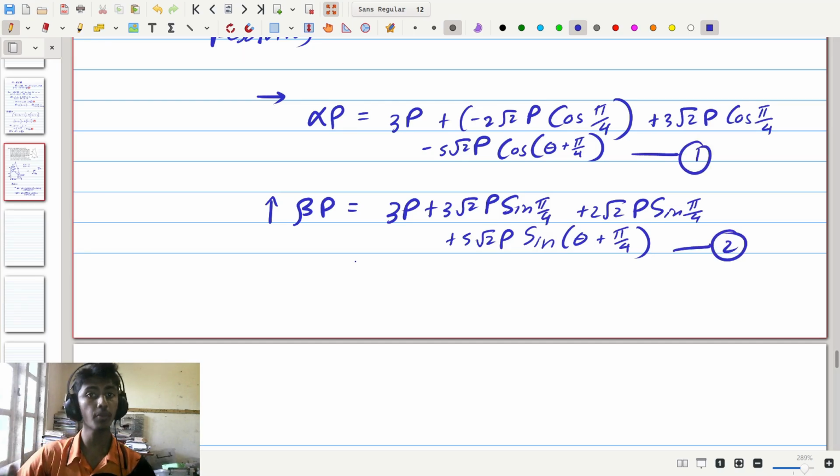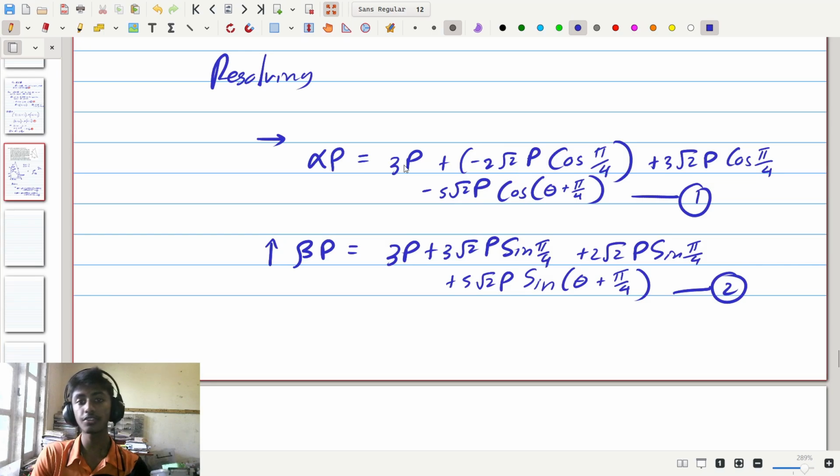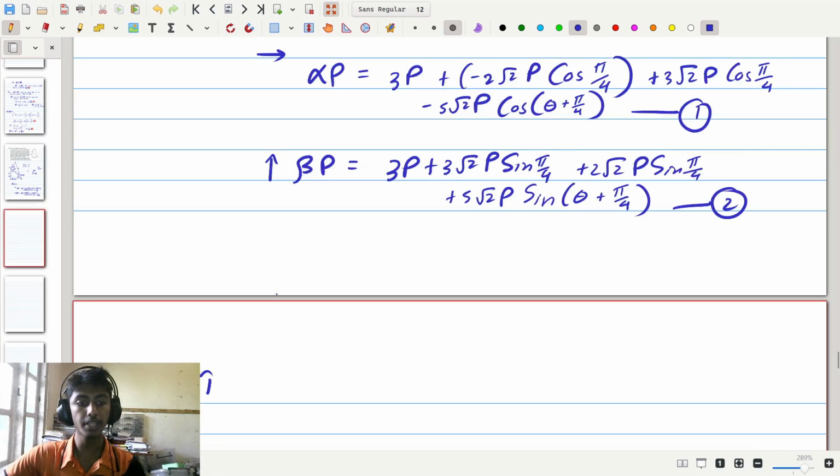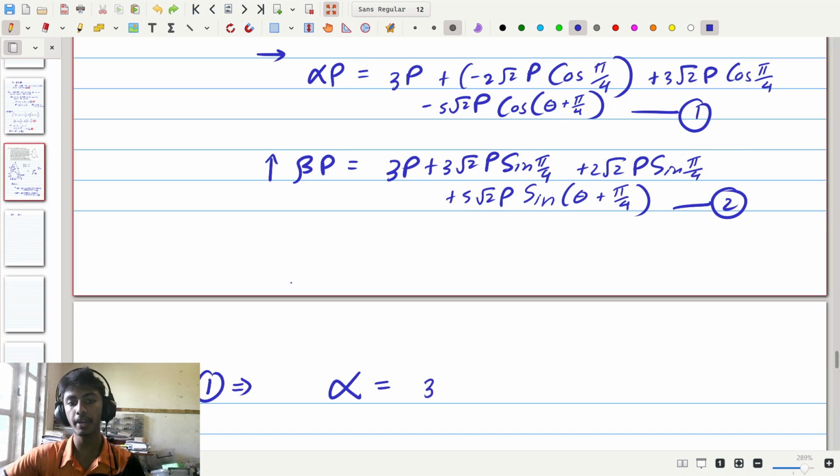Now equation number 1 is sufficient to find the value of alpha, and equation number 2 is sufficient to find the value of beta. So if we take 1, we can see since every single term has a p in it, we can cancel that out, leaving us with alpha equals, and on the right hand side we have 3, and then this plus minus can become just a minus, so we have minus 2 root 2 times cosine of pi by 4, which is 1 over root 2.